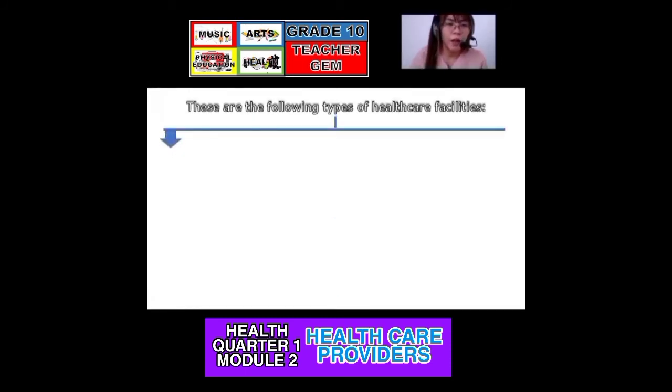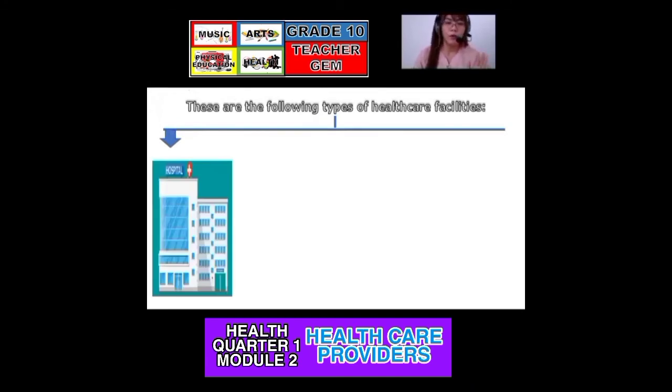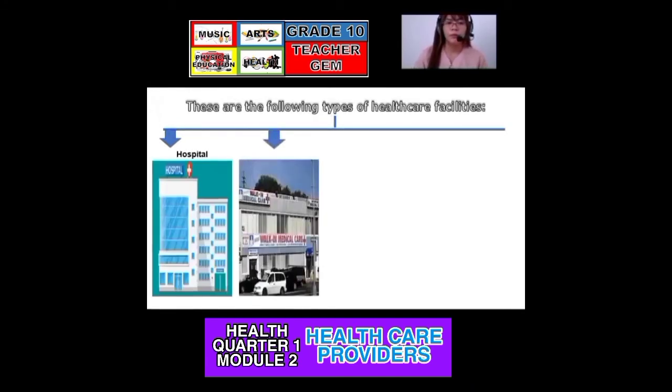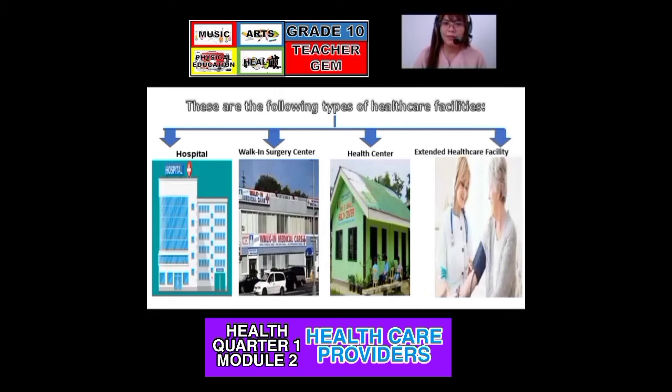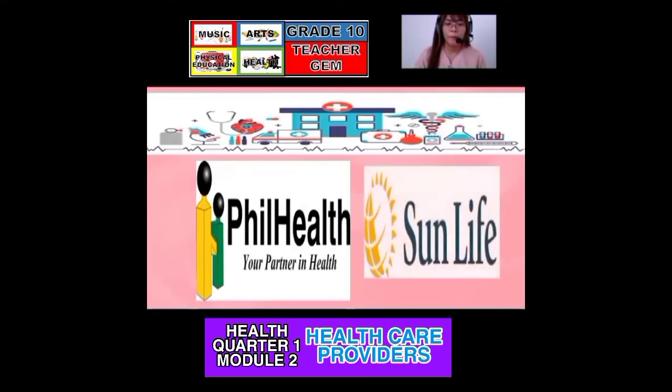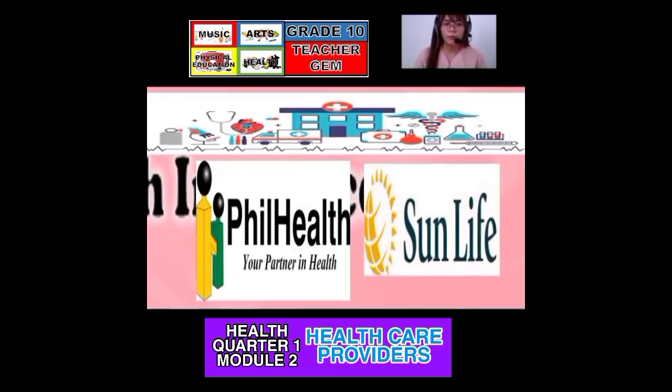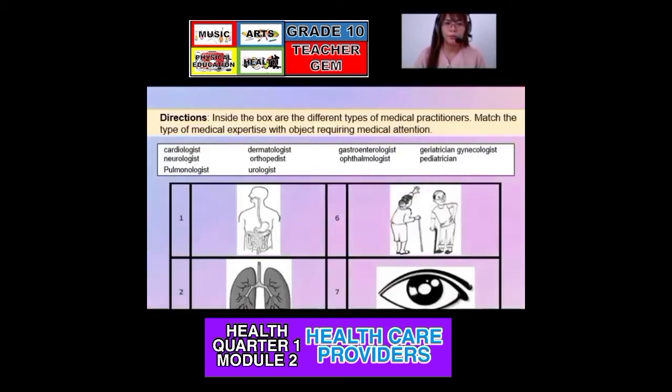These are the following types of healthcare facilities. Number one, we have hospitals, walk-in surgery center, health center, and extended healthcare facility. And lastly, we have health insurance. And now, assessment.